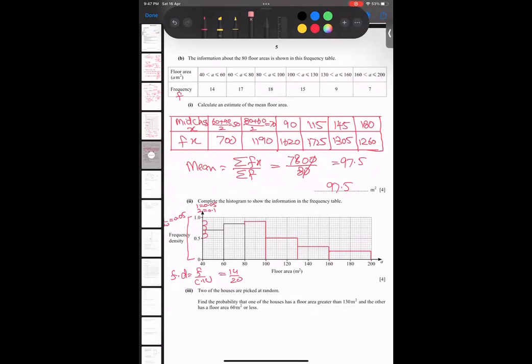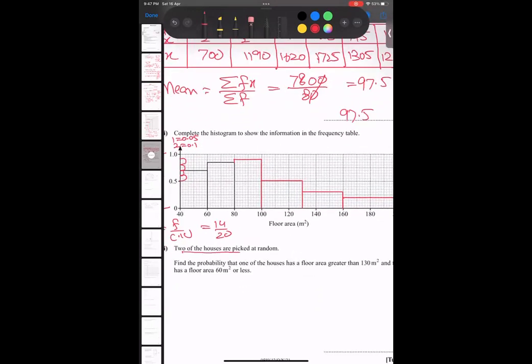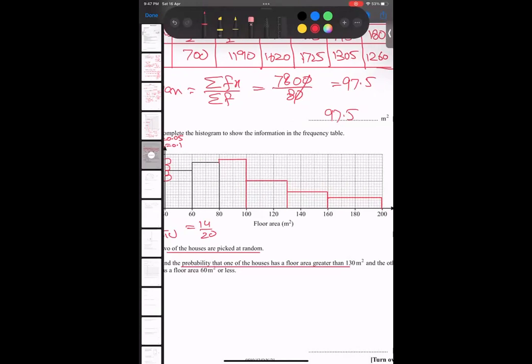And let's talk about the probability. He is saying that two of the houses are picked at random. Find the probability that one of the houses has an area greater than 130. One is bigger than 130, and the other is what? Second is less than 60. Or less than 60 and greater than 130.